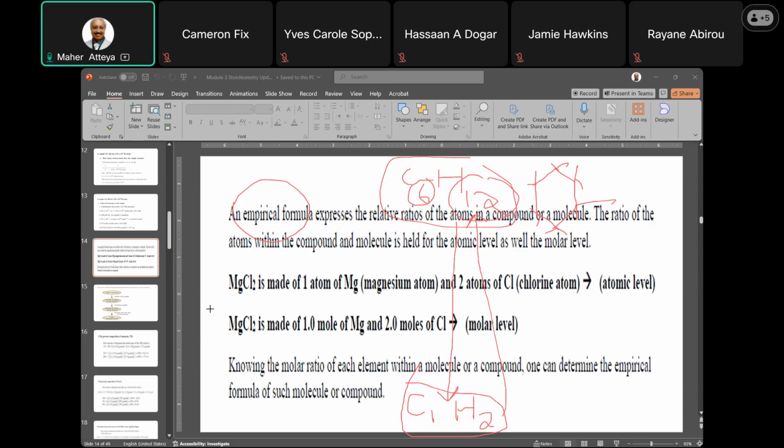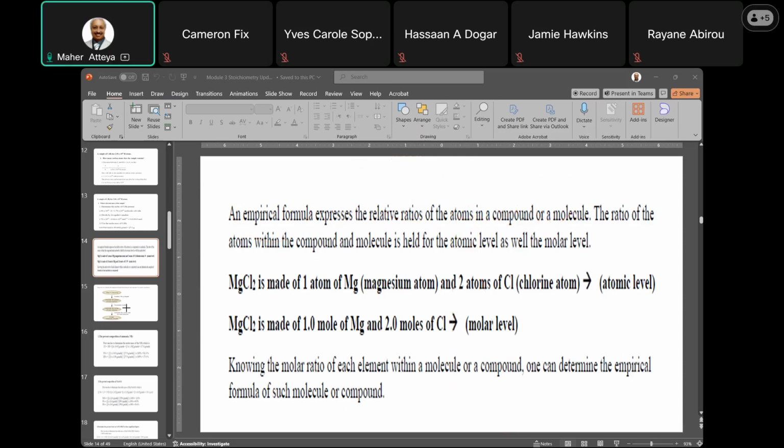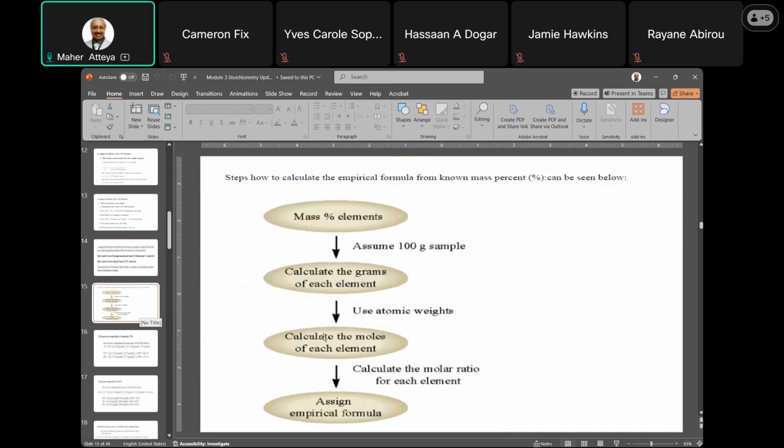Let's look at the example here. Maybe if I'm just talking it will not help, it will help to look at real examples. So let's look at a real example here. And this is the flow chart or the diagram of how this empirical formula is determined and assigned. And that's what I talked about a couple of minutes ago.